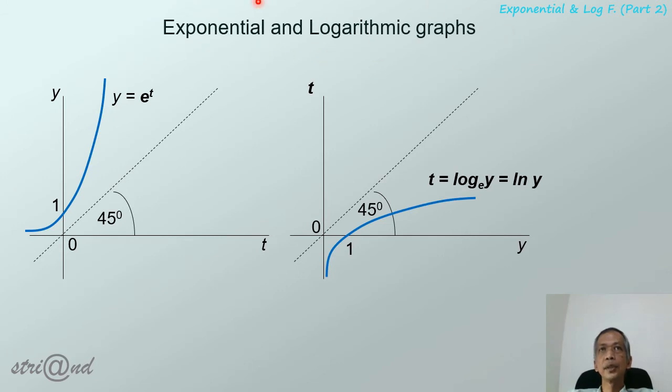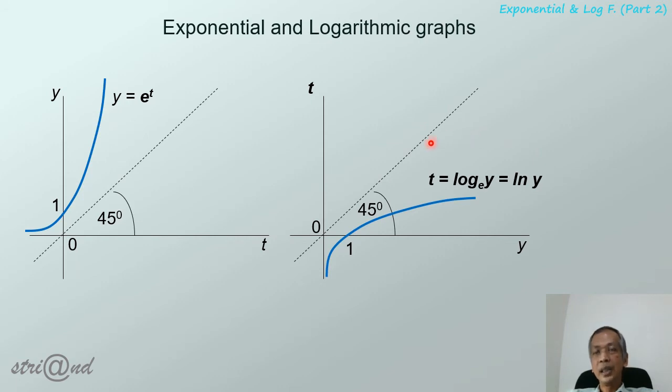Let's see the graphs. From the previous slide, we have seen that the relationship between the dependent and the independent variable, or y and t in this example, in exponential equation is basically the same as the relationship between t and y, or the relationship between the dependent and independent variables in logarithmic function. So the relationship between y and t here is basically the same as the relationship between t and y in logarithmic function.